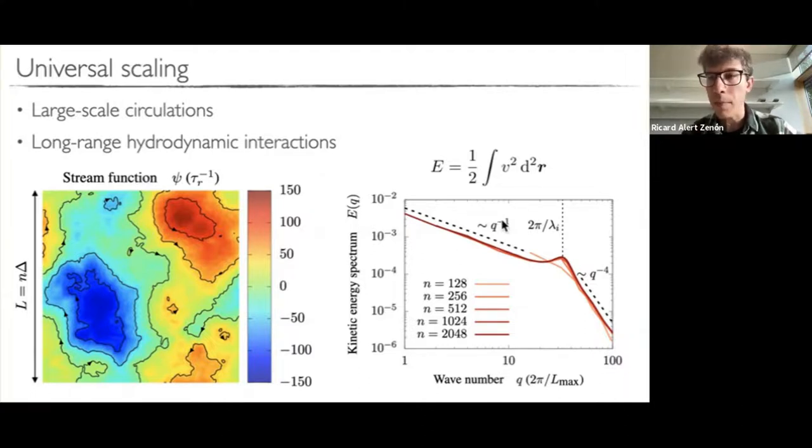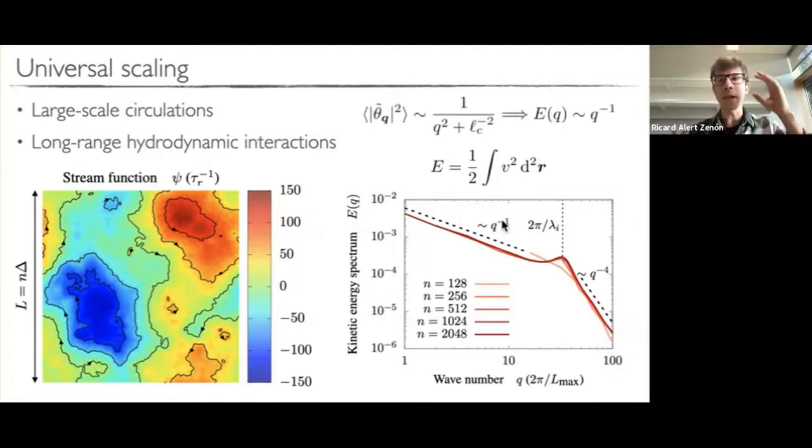And we can actually argue the value of this exponent. And the way we do it is by assuming that the correlations in the angle field, in the orientation field, are short-ranged. And they are given by the characteristic length scale of the system, which is the active length.